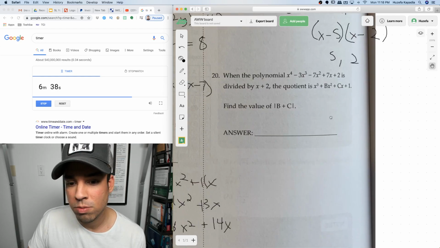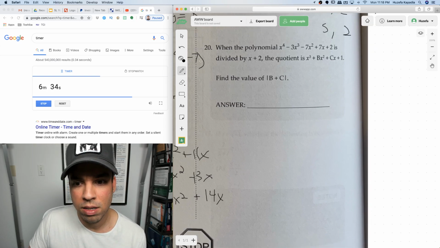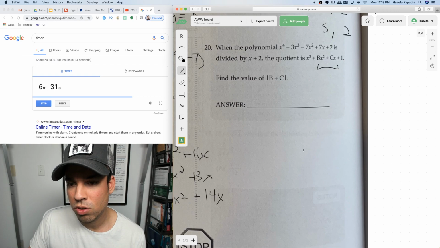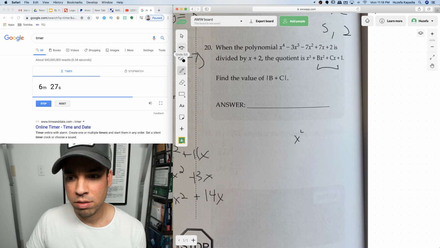Okay, 6 minutes left. When the polynomial is divided by x plus 2, the quotient is that. Find the value of b plus c. So I'm going to do some polynomial division here. Oh, I can do synthetic division.